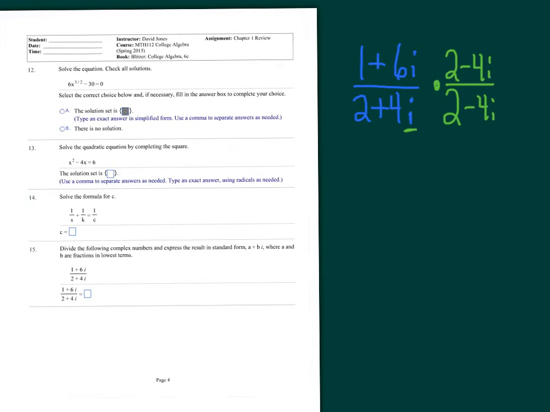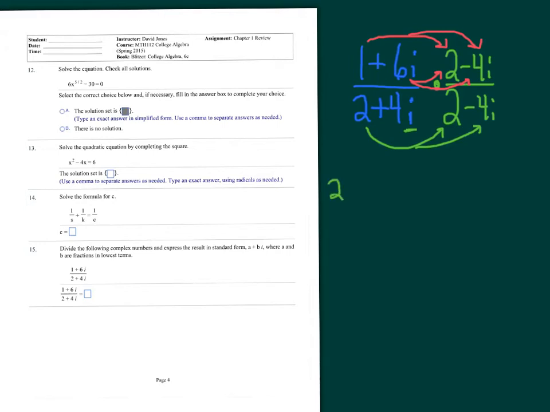Okay, so when we distribute on top, we're going to take the 1 times the 2, and then the 1 times the negative 4i, and we're going to distribute the 6i also, the 6i to the 2, and then the 6i to the negative 4i. Afterwards, we're going to distribute the 2 on bottom to both of those, and then do the same thing with the 4i. So starting up top, we've got the 1 times the 2, gives us 2.